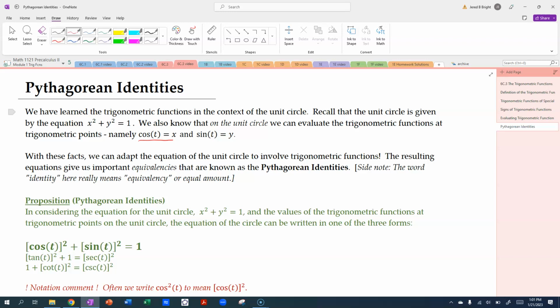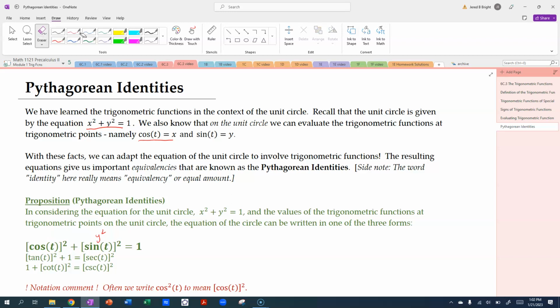We also know that the unit circle has the equation x squared plus y squared is equal to 1. Well, if cosine is x and sine is y, can't we just say, instead of x squared plus y squared, we have cosine squared plus sine squared is equal to 1? Exactly, yeah. And this first identity or equivalency is one of what we call the Pythagorean identities.